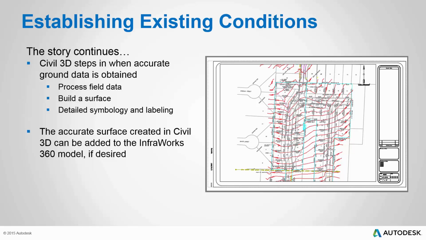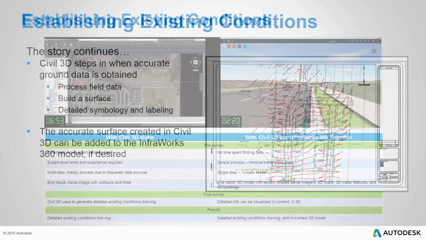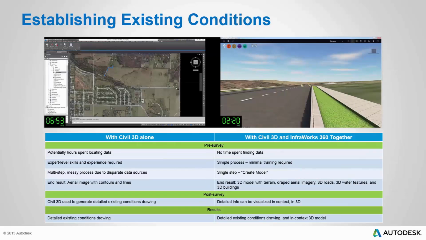So then if you want to, InfraWorks can still be part of the story. You can take that accurate surface created in Civil 3D and bring that into your InfraWorks model and make that part of the model just as accurate as your Civil 3D drawing. So again, the products working together are much bigger and better than they are working by themselves. So let's do just a side-by-side comparison of what we've seen.